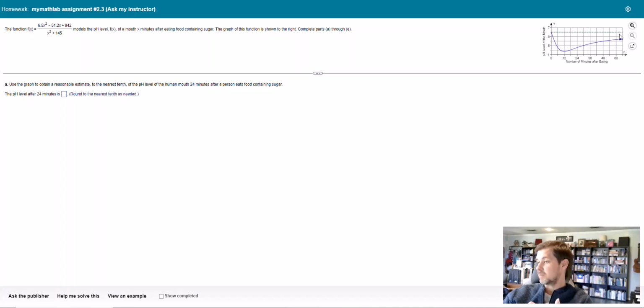In terms of the assignments you'd be working on with this problem, it has a horizontal asymptote right there, as the pH tries to climb back up to normal after you eat something, after this rapid dip. So we're going to look at this graph and possibly examine this function a little bit and answer these questions. First, it says use the graph itself to get a reasonable estimate of the pH 24 minutes after eating a food containing sugar.